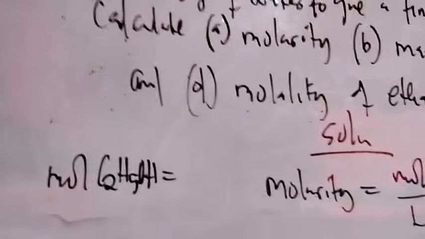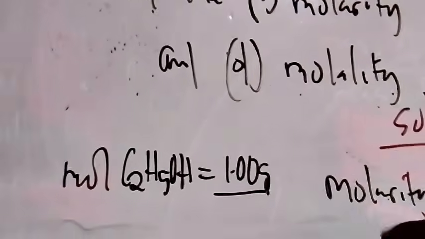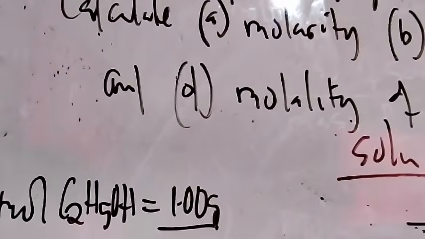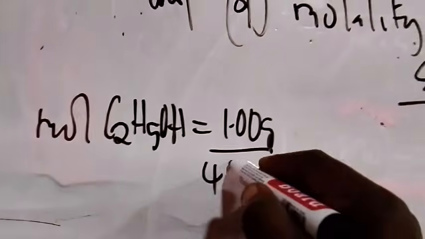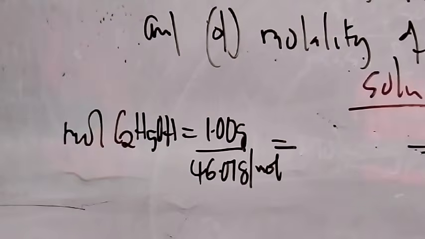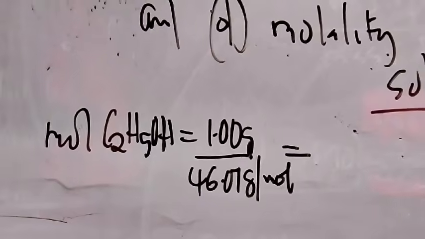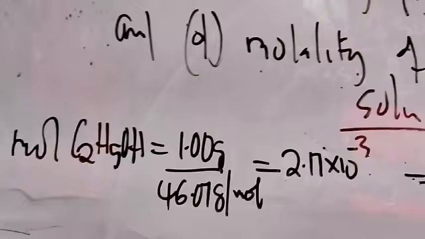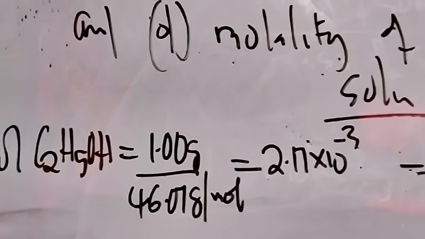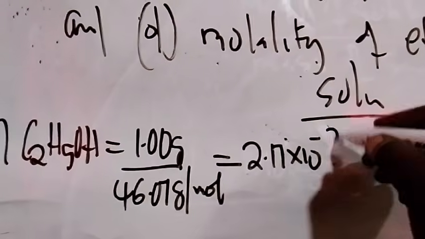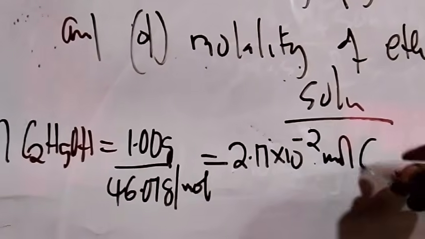We know moles is equal to mass over molar mass. The mass of ethanol is 1.00 gram. The molar mass of ethanol is 46.07 grams per mole. Dividing 1 over 46.07 gives us 2.17 times 10 to the power negative 2 moles of ethanol.